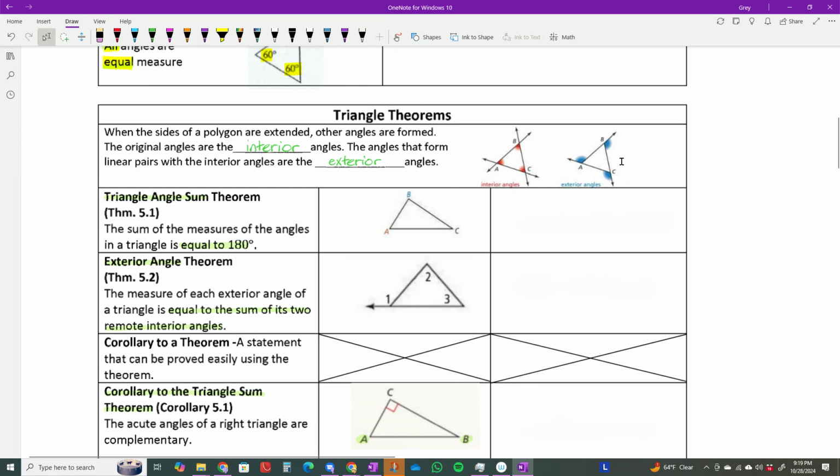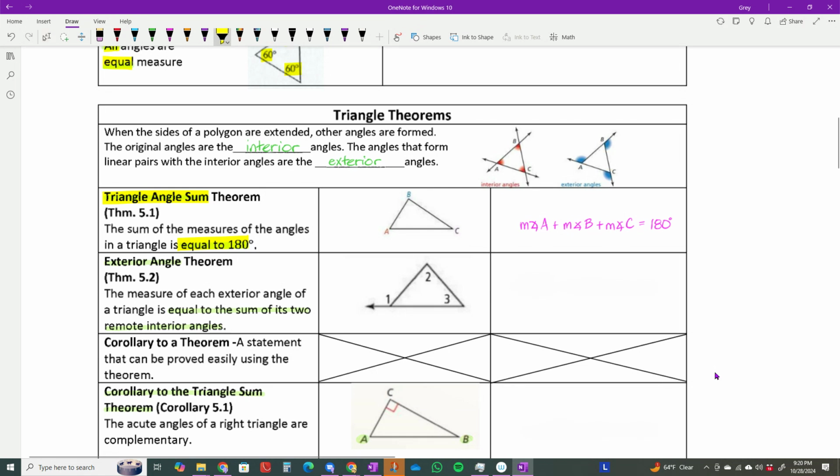Okay, now, very, very important: the triangle sum theorem. Y'all already know this, that the sum of the measures of the angles is 180 in any triangle. So that says the measure of angle A plus the measure of angle B plus the measure of angle C is equal to 180 degrees.